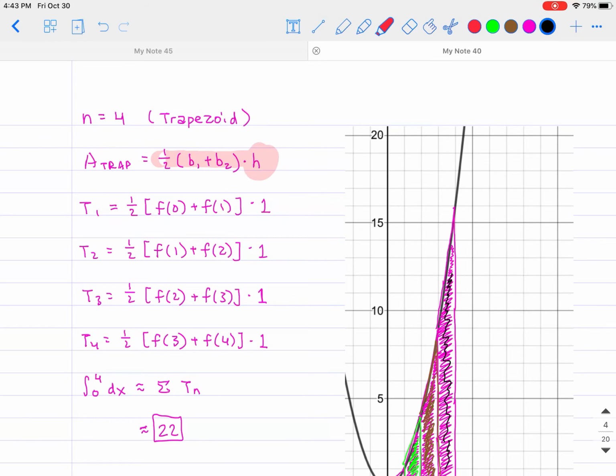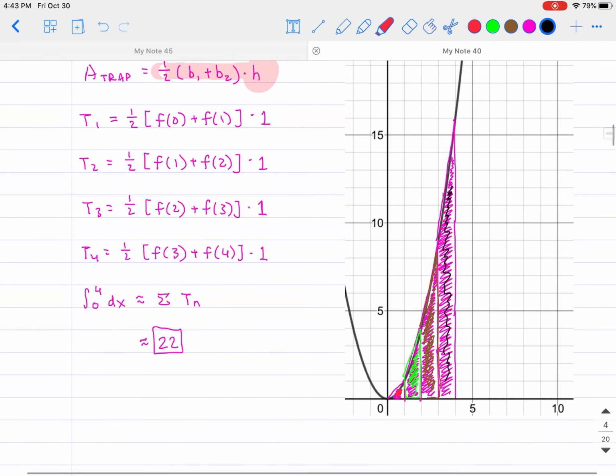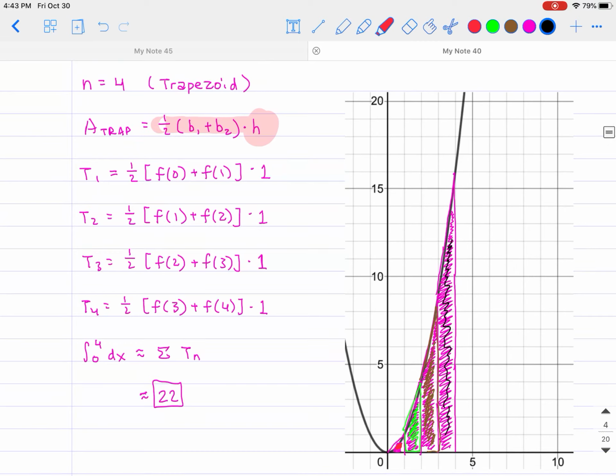So how do we solve for it? We just need to go back to geometry and learn how to solve for the area of a trapezoid. The area of a trapezoid is always going to be 1/2 times base 1 plus base 2, times the height, where the height is really referring to the length of the partition. That's where the 1 comes in this case, whereas base 1 and base 2 is where the height of the function comes in. So the area of the first trapezoid is 1/2 times f of 0 plus f of 1, times 1. Then the second one is 1/2 times f of 1 plus f of 2, times 1, and so on and so on.